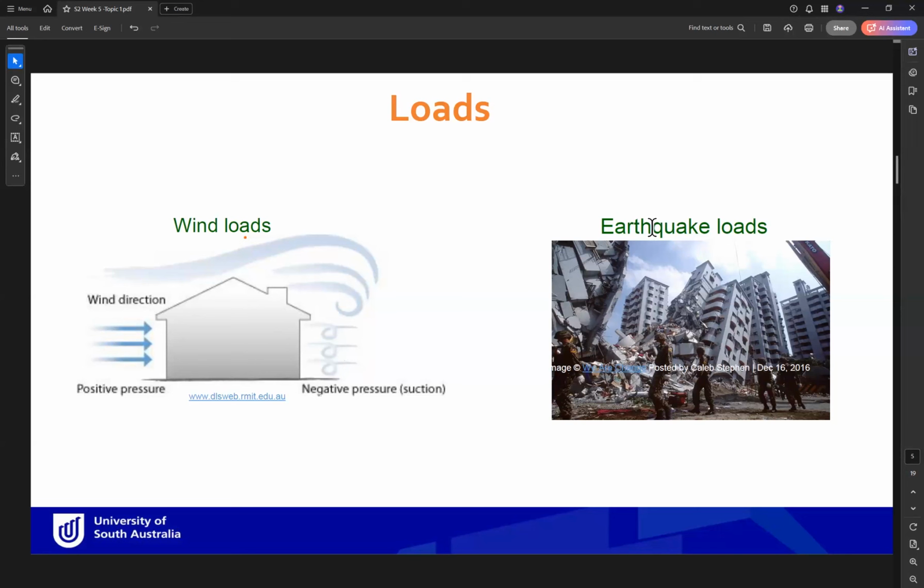And the other lateral load we can have is the earthquake load. And in this course, we are mainly focusing on the wind load. So we will not include the earthquake loads in our calculation or our design.